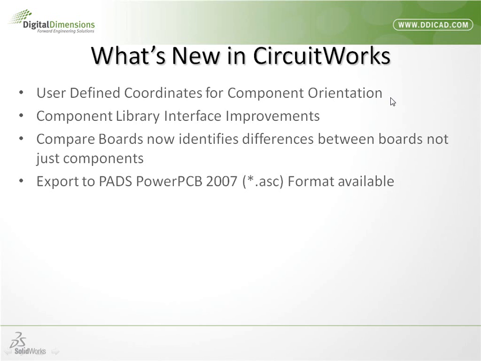So we'll be able to handle and control the orientation of your components. And then the component library interface has changed. You can import and export things now a little bit easier. And then the other thing you can do is you can compare the boards, and you can compare the shape and size and not just look at the component locations between two sets of models in CircuitWorks. So you can compare the shape and size now. And then finally, the export capability to a .asc format is now available, and the .asc format is for PADS Power PCB 2007 format.